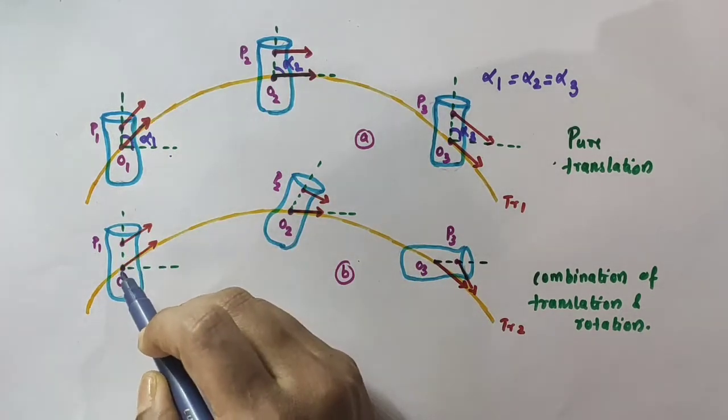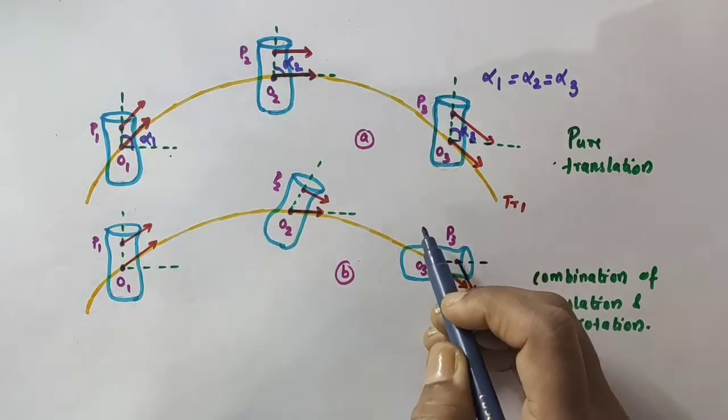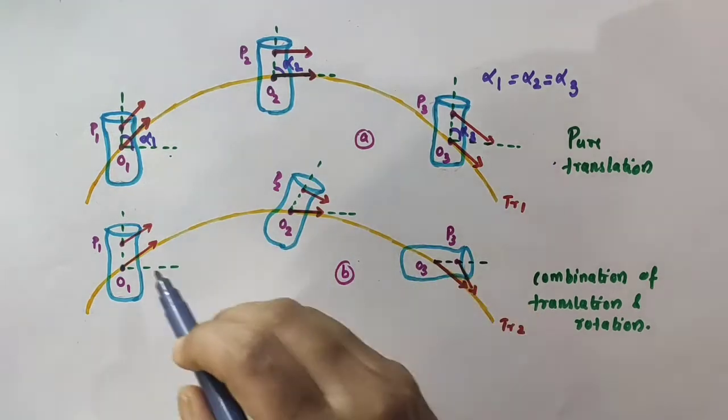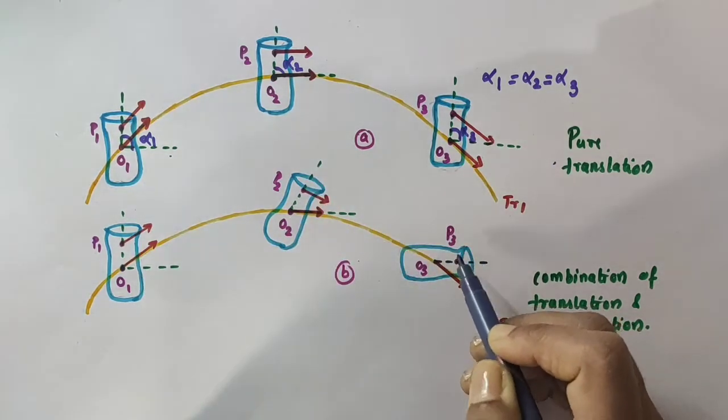Initially it was here, after some time it reaches here, and after some time it reaches here. So it is changing its position. There is a translational motion, and it is rotating. That is why it is drawn and shown like this.